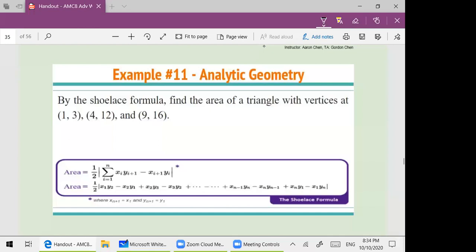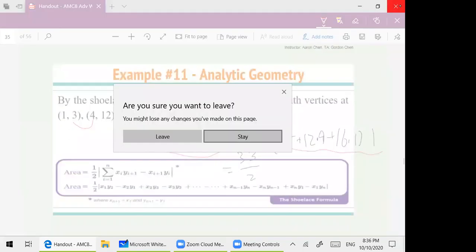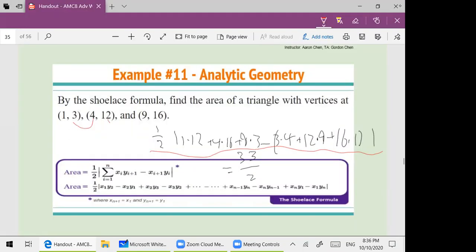Okay, I'll just go over this fairly quickly because you likely won't need this for AMC8. So you just shove in the numbers: 1 times 12 plus 4 times 16 plus 9 times 3 minus 3 times 4, 12 times 9, and 16 times 1. And then when you do the math, it goes to 33 over 2.